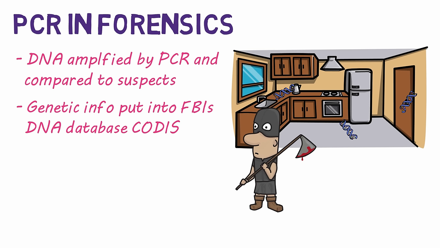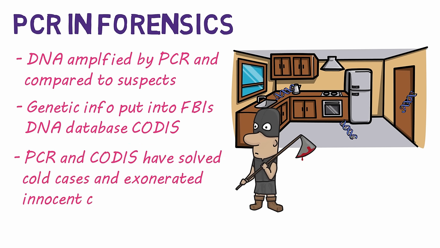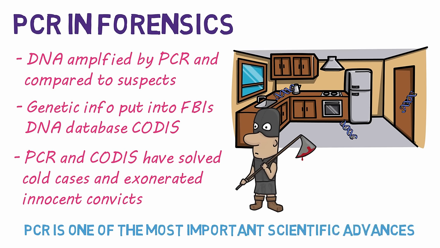But it gets even better. Investigators have been able to take DNA evidence from crimes committed long before CODIS was put together and run it through the current system. This has solved many cold cases and also exonerated prisoners who had been wrongfully accused, even some that were on death row. Needless to say, PCR is one of the most important scientific advances ever. And now you know why.